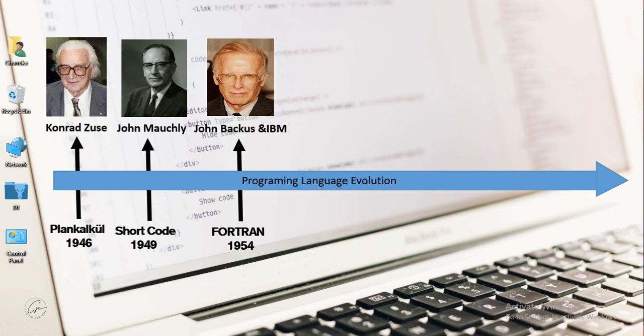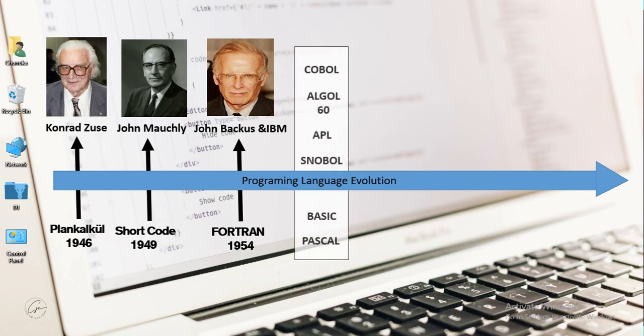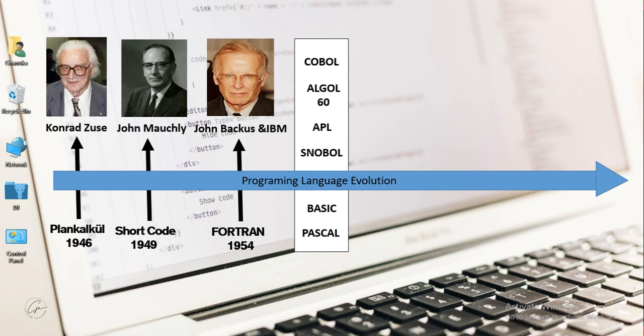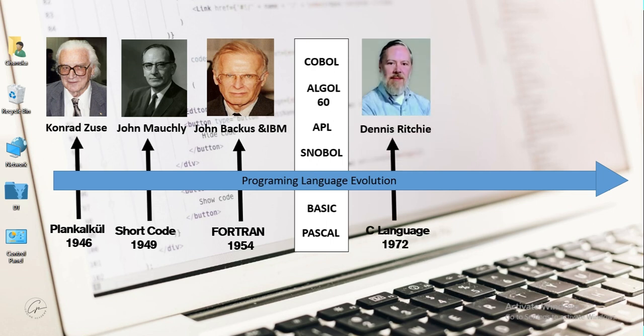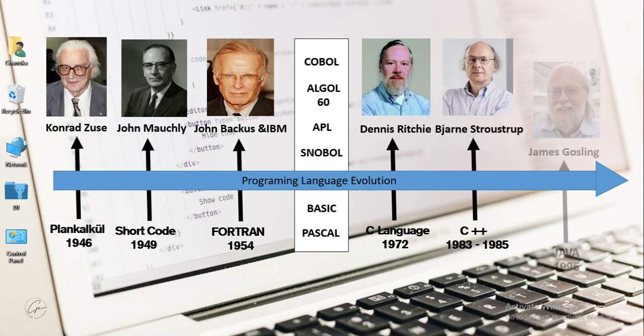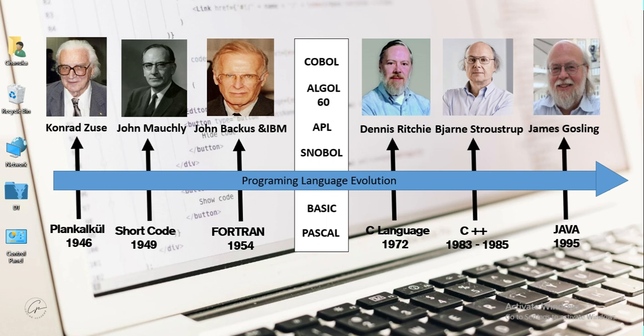Fortran 2 was presented in 1958 with new features. COBOL, Common Business-Oriented Language, was created in 1959, which is still used in many companies. Some of the programming languages like ALGOL 60, APL, SNOBOL, BASIC, and Pascal appeared later. In 1972, Dennis Ritchie created the C language and its documentation appeared 2 years after. Today the world has come a long way and we have very powerful programming languages like C++ and Java, with object-oriented features. In this tutorial series we will consider C++.